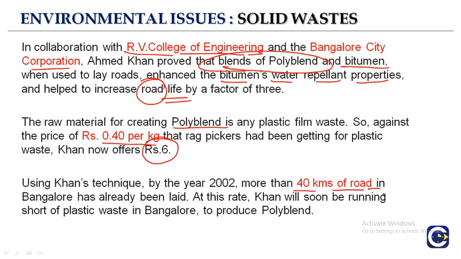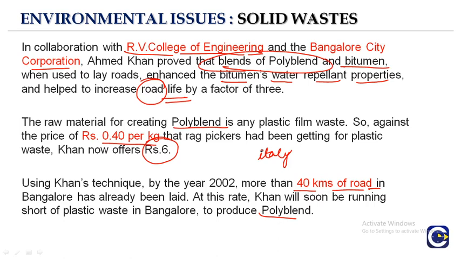At this rate, Khan will soon be running short of plastic waste in Bangalore to produce the polyblend, and hence all the plastic waste is removed, or we can say it is used up in making roads, right? The lifespan of a bitumen road was generally 3 years, and it increased to 6 to 7 years with the polyblend. This work has expanded to many countries like Italy, Nigeria, Saudi Arabia, Sri Lanka, Bangladesh and Burma.